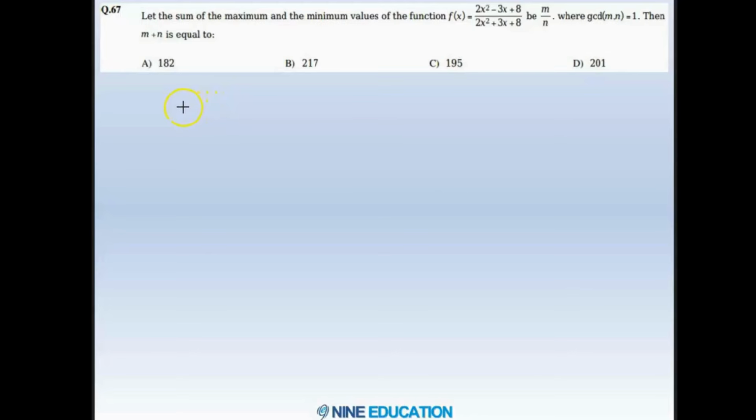Question number 67: let the sum of the maximum and minimum values of the function (2x square minus 3x plus 8) divided by (2x square plus 3x plus 8) be m by n, where GCD of m and n is equal to 1, basically greatest common divisor. Then m plus n is equal to. So this is quadratic by quadratic, and maximum and minimum tell us clearly that we need to find the range of this quadratic by quadratic. So let's write y is equal to (2x square minus 3x plus 8) divided by (2x square plus 3x plus 8). Okay, and cross multiply, we'll get all types of terms, x square, x, and some constant terms.